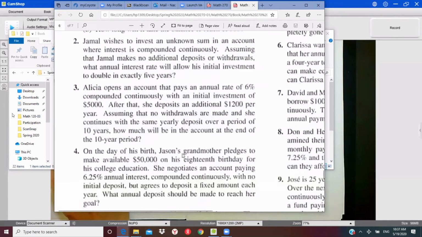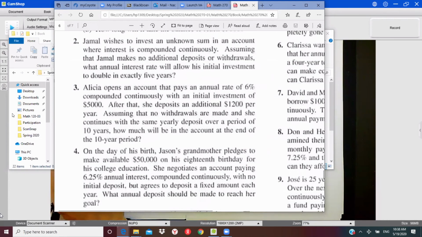Yes. So I'm going to let you try this all by yourself and we'll check perhaps in 5 minutes. Should be enough. Please write down the information. If you don't have your books in front of you, write down the information. There are words here, compounded continuously, so you know what that means: we have an exponentially growing balance. 6% compounded continuously, so I'm writing down r is 0.06.